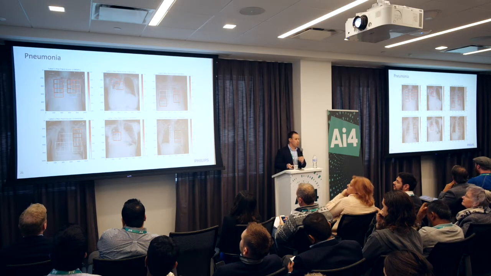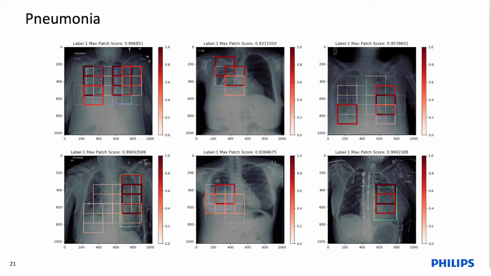Next is the case of pneumonia. And it might be a little hard to see, but there are ground truth bounding boxes in blue and green. So here's a green one and a blue one there. And you can see a distinct overlap between the ground truth and our predictions of those boxes.